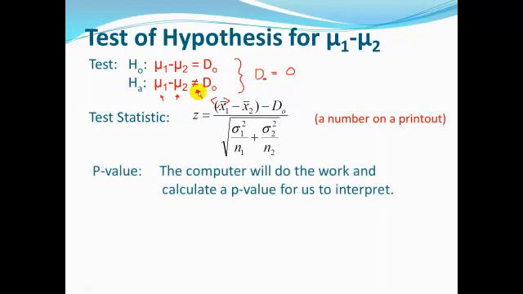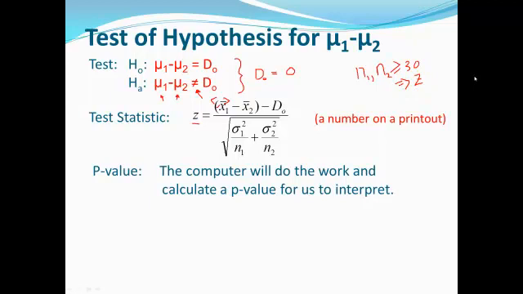Now, here in your notes, I put the p-value. The computer's going to do the work. It's going to create a p-value for us to interpret. That's true. We could also use a rejection region approach. Figure out which distribution you're working with. Well, if I'm working with a z distribution, guess what my sample sizes were? N1 and N2 would both have to be greater than or equal to 30. That gets me to a z distribution.